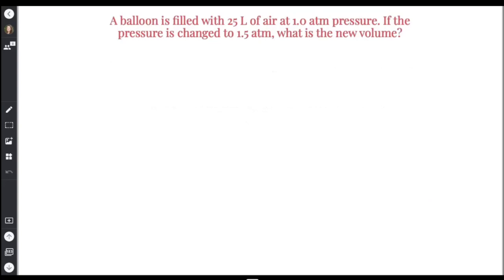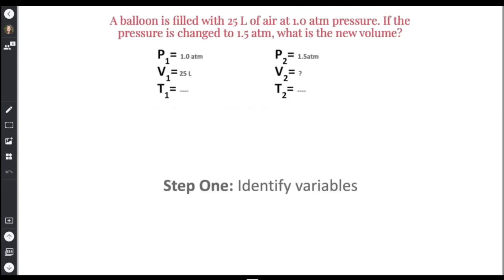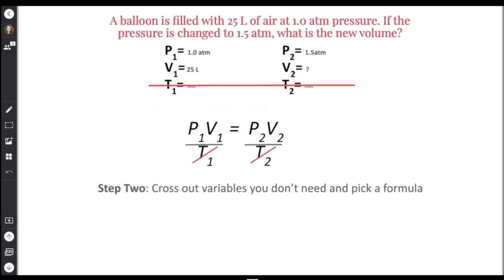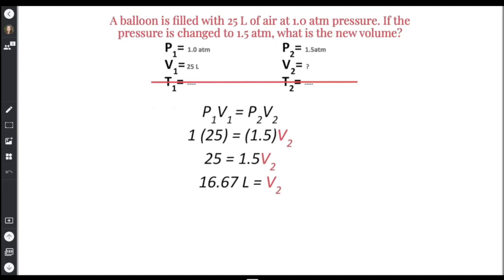So looking at an example here, I'm given a volume of 25 liters at 1 atm. If the pressure is changed to 1.5, what is that new volume? And so remember, you mark out that variable that you don't need. Make your life easier, mark it out. And PV equals PV, and you're solving for that missing variable. If you have a question, let me know, but most of you are good on this, so I'm just going through it. And you get your volume.